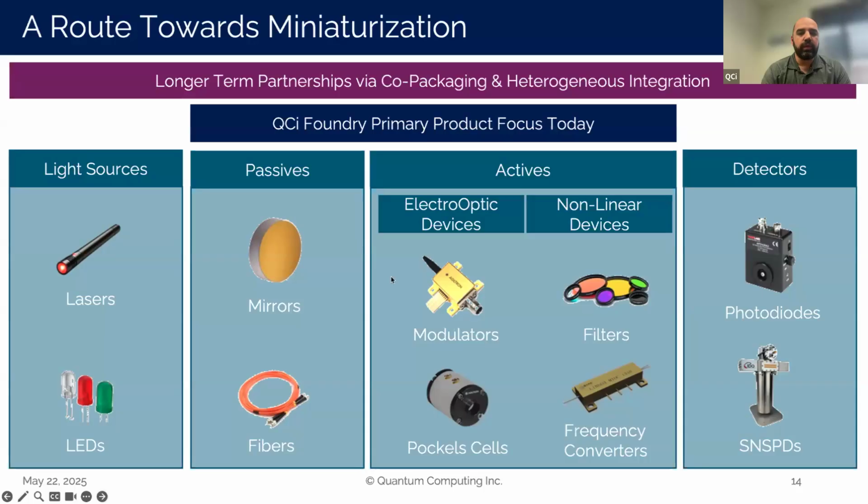So the primary focus of the QCI foundry and the primary advantage of TFLN, thin-film lithium niobate, as a material is really for actives, and you'll see why in a second, but it also has some advantages for passive devices. It's a very transparent material, so you can move light around on a chip with very few losses. Of course, if we want to have a complete ecosystem of components on chip, we have to ultimately integrate light sources and detectors, and our current plans for doing that are for using co-packaging and heterogeneous integration.